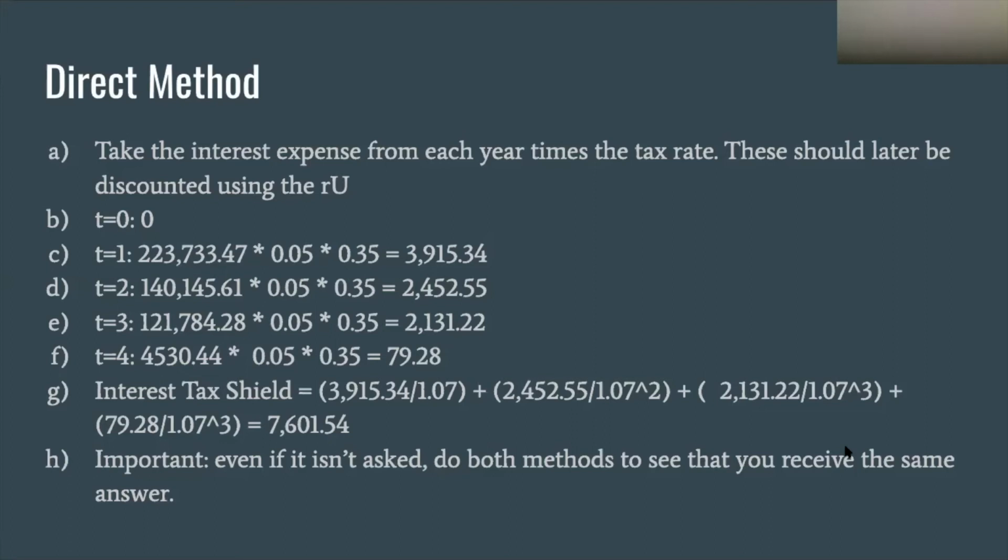So if you're calculating only through one method, or if you're calculating with both methods to receive the interest tax shield, you can easily see if you have calculated the interest tax shield right, but also if something else in the other sub-questions is wrong. Because if you don't get the interest tax shield the same through both these methods, something else in the previous questions will be wrong.